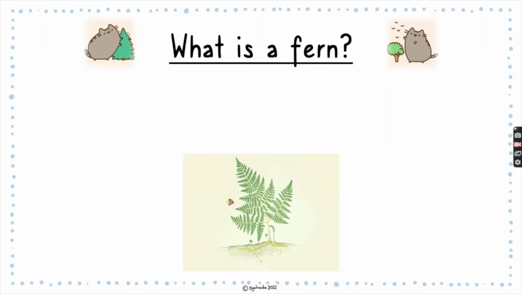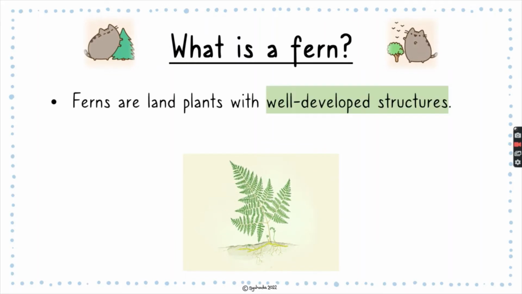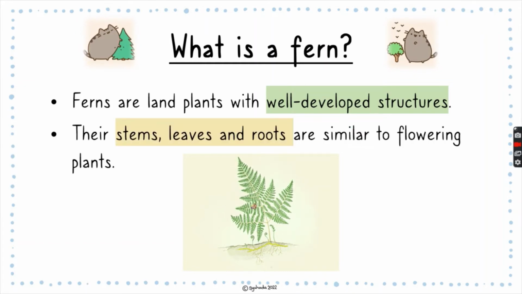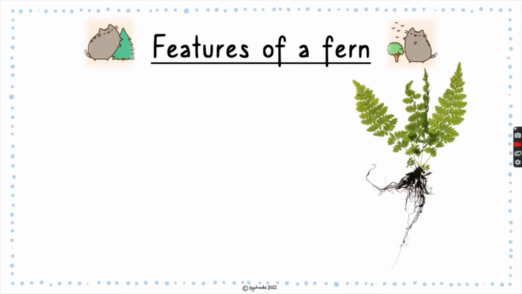So that's your lichens. I'm just going to forward that video. I want to focus on our main objective here, which is the fern. Ferns are land plants with well-developed structures. They are vascular too. That means they have the leaf, the stem, and the roots. Their stem, leaves, and roots are similar to flowering plants.